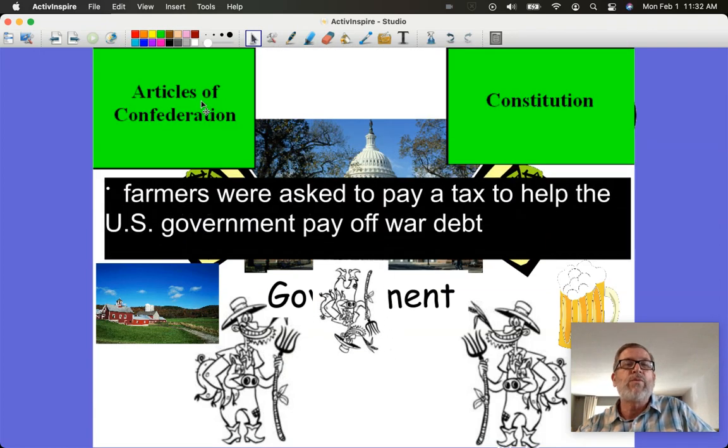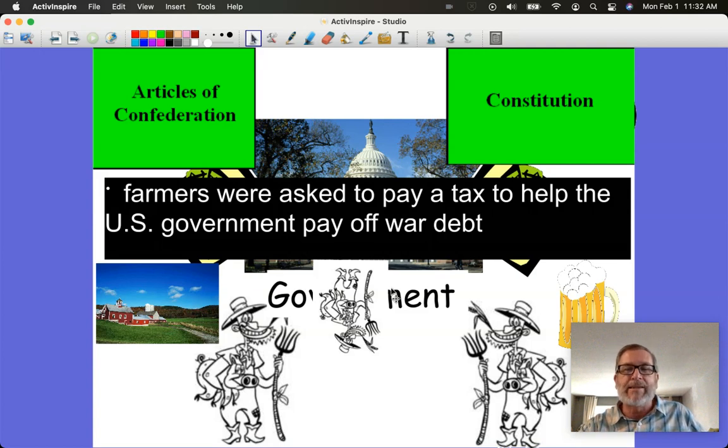What do these two rebellions have in common is a question I always like to ask you. And it has to do with taxation, right? Farmers were asked to pay taxes to help pay off debt. And taxation has always been a hot topic for Americans, whether it goes back to the American Revolution, when we felt like we were being unjustly taxed, or we talk about Shays' Rebellion, or the Whiskey Rebellion. Taxes have always been a major issue.